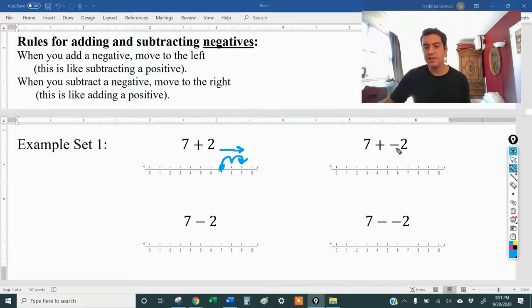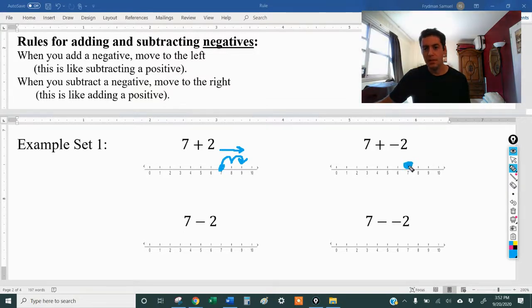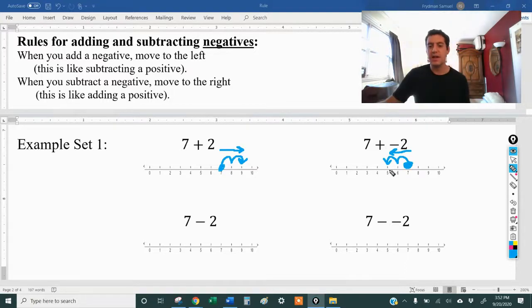But what happens when the second number is a negative number? So here we have 7 plus negative 2, not positive 2 like it was over here. Now, when we add a negative, we move to the left. So we're still going to start at 7, but this time we're going to go to the left 2 spaces, 1, 2. So 7 plus negative 2 is actually equal to 5.